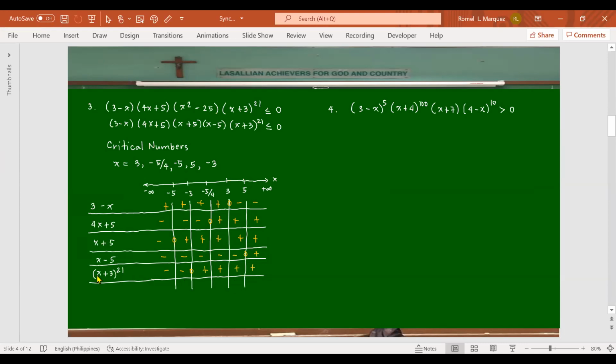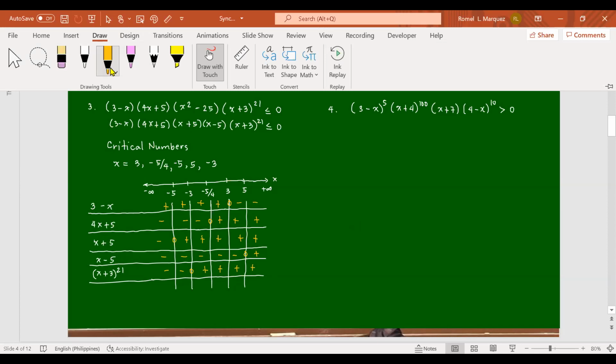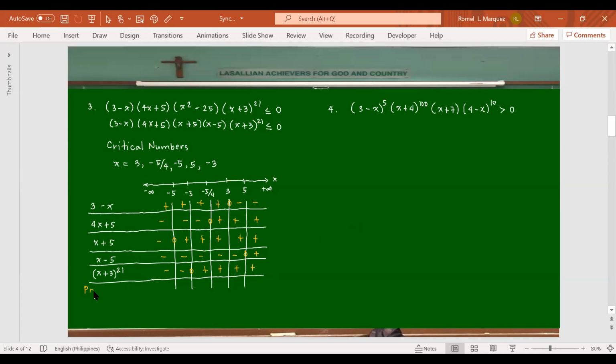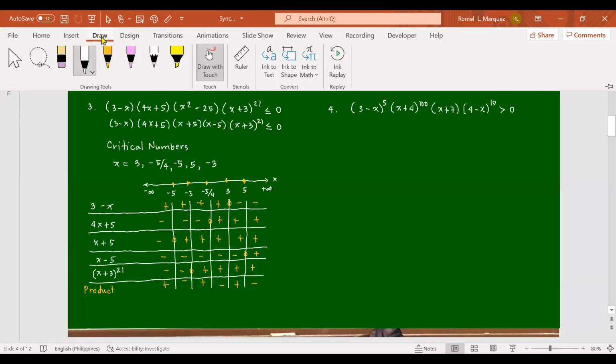What if it is a negative coefficient? Positive here, negative here, if raised to 21. Any question with that? What is the first product, guys? Positive. Negative. We want less than or equal to, so all the numbers here are included. Am I correct, guys? Yes po.